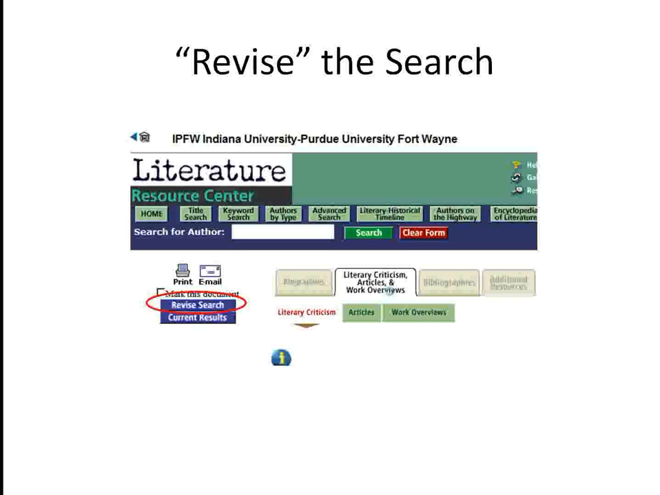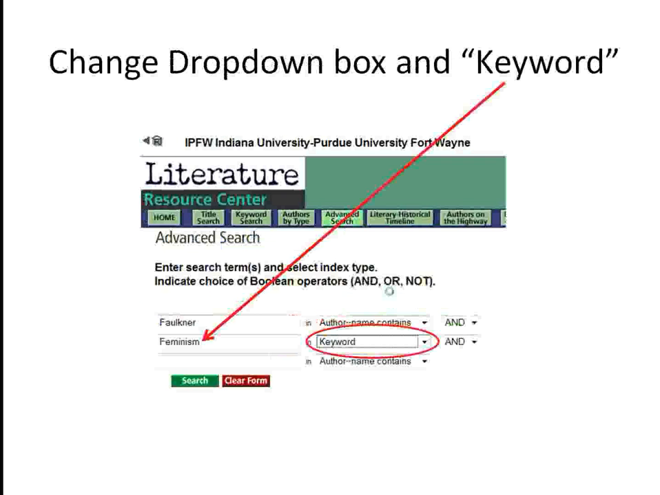Now I'd like to show you another kind of search, a revised search. There's a link at the top left-hand of the page. You click on that. It's called revised search. And what you can do is search for Faulkner, the author name, but then you can also search straight for feminism. Are there any feminist articles out there? But you have to change the drop-down menu to keyword. Feminism is actually a keyword. It's a phrase that describes something. So now we're searching for all articles that mention Faulkner and also mention feminism.